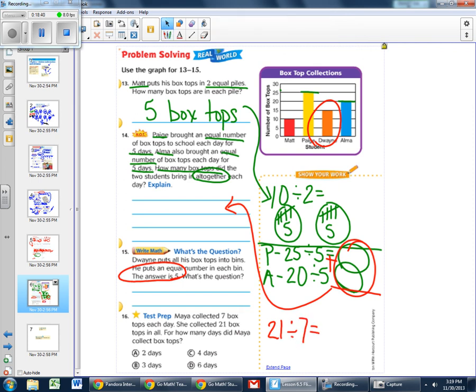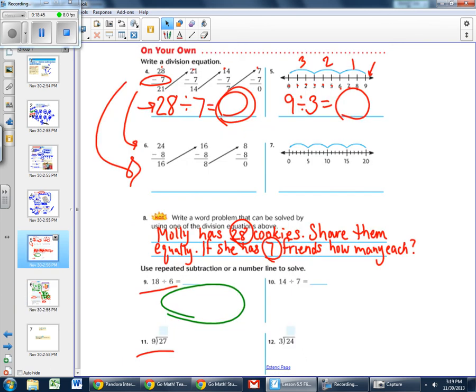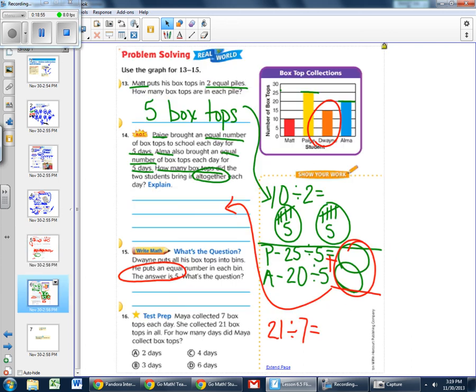Okay. At this point, I'm going to leave you. You are going to go back and you are going to complete this page. I did 4 and 5 with you. You can choose to do it a little bit different for 6 and 7, and then to complete 8 through 12 on this page. Then going to page 228, you're going to finish number 14, 15, and 16.